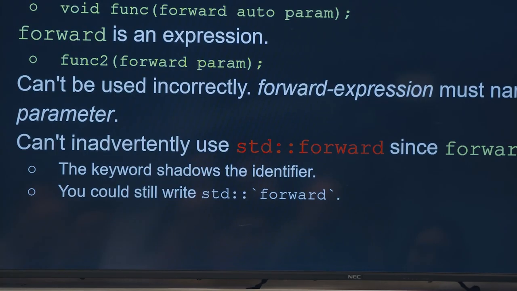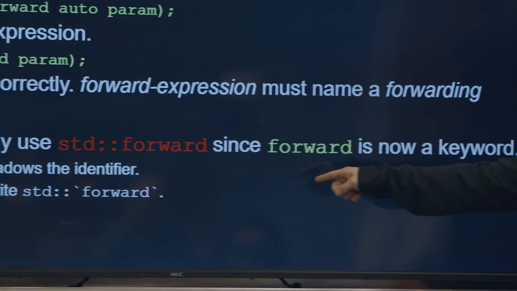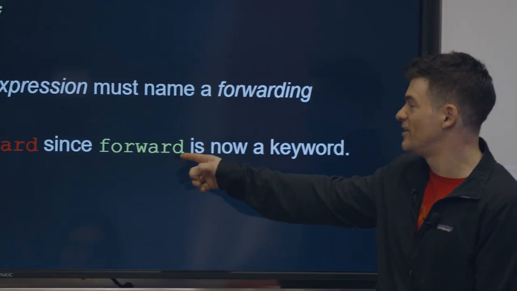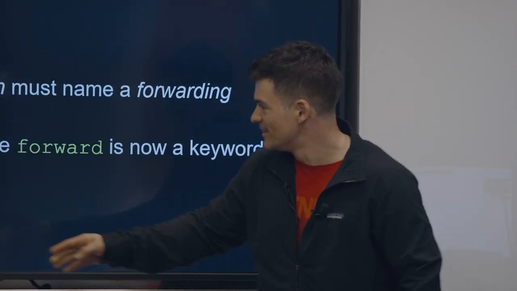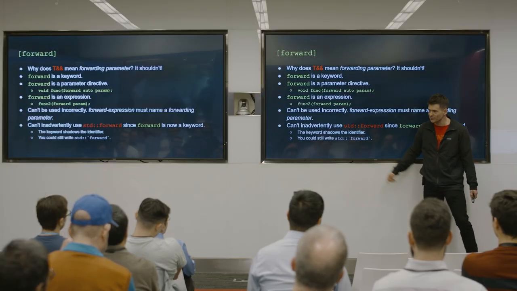The forward expression must name a forwarding parameter, and you can't inadvertently use std forward because now forward is a keyword, so to use it, you have to backtick it. And that really calls attention to itself, right?